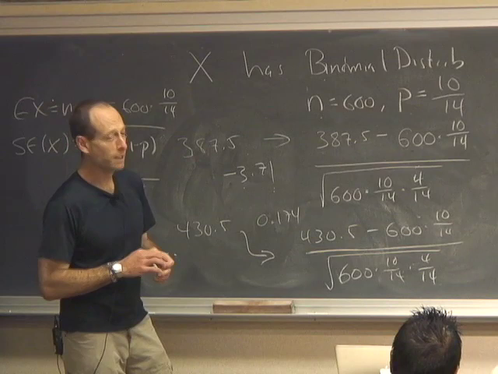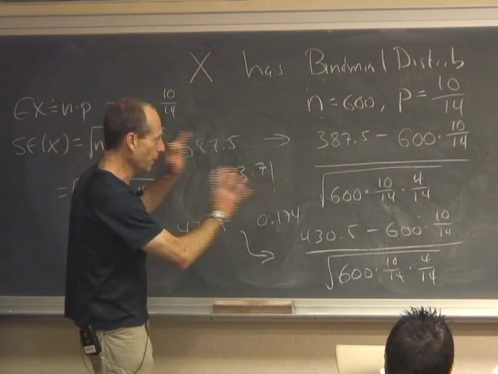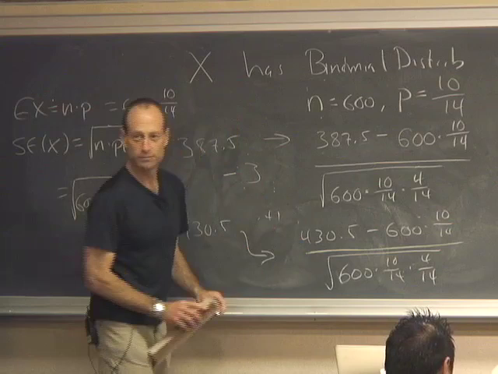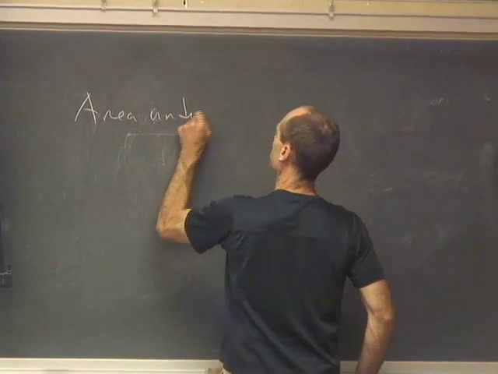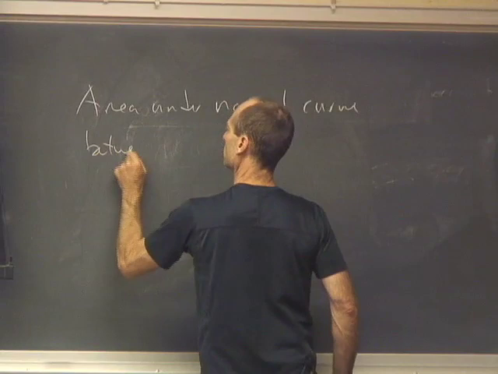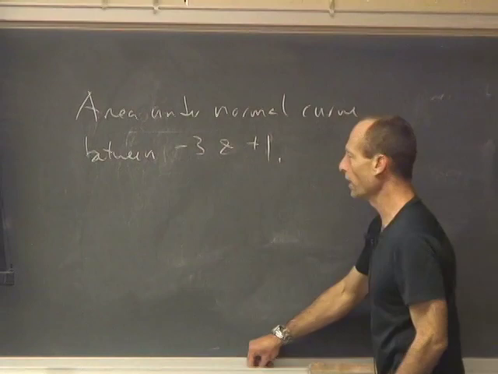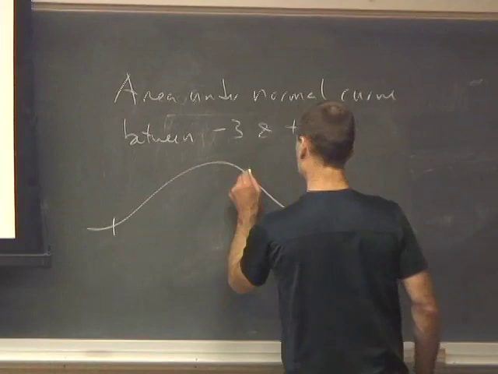Let's pretend that the range I asked for ended up being minus 3 to plus 1. Let's just do what you would need to do, knowing the other two numbers, to work this out. What is the area under the normal curve between here and here? That's what we're looking for.